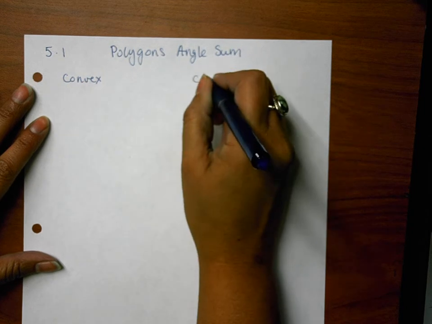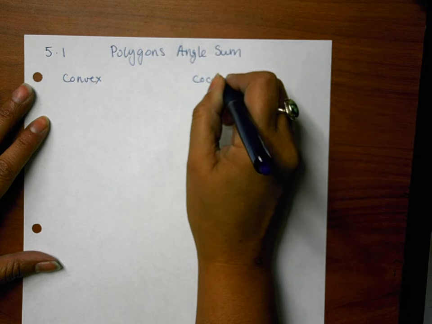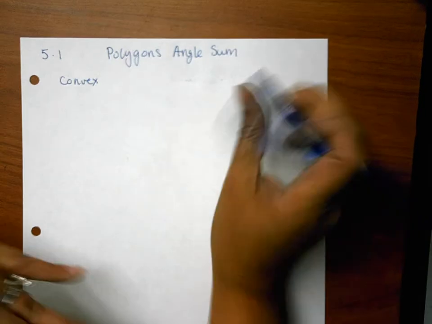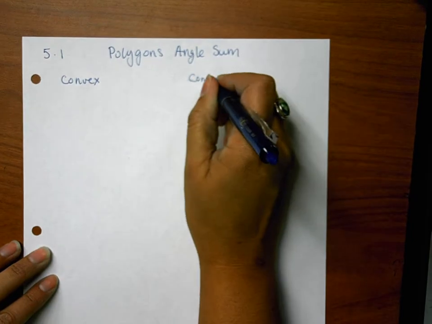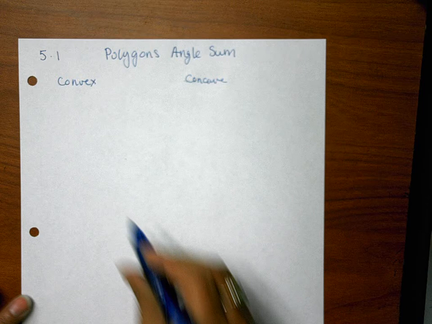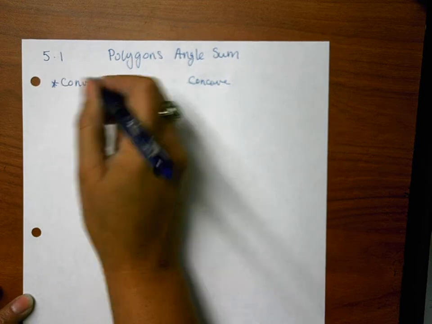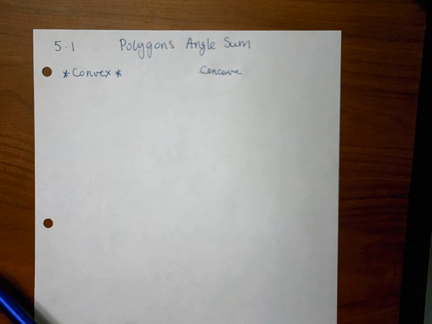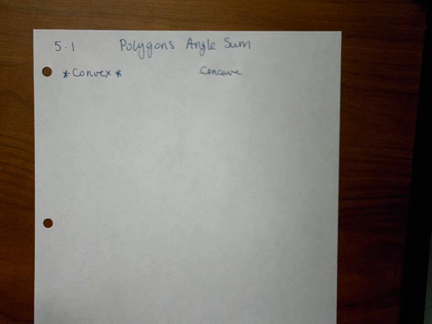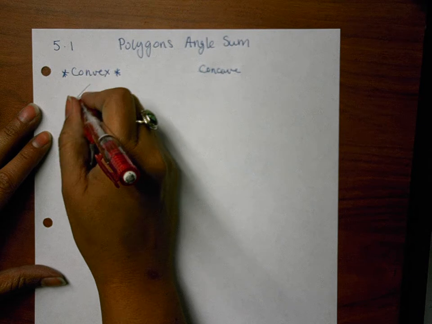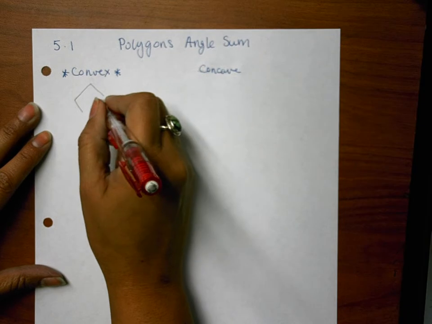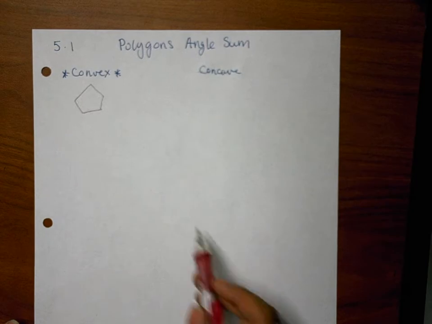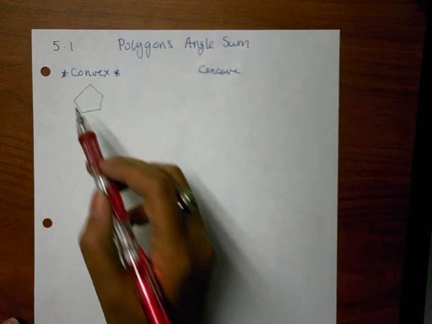Convex versus concave. And the only reason I bring it up is because you will have questions come up that say the convex polygon, and kids always freak out. A convex polygon is the type of polygons that we will be dealing with. It's just a regular old polygon like this. There's a 5-sided polygon called a pentagon. 1, 2, 3, 4, 5.